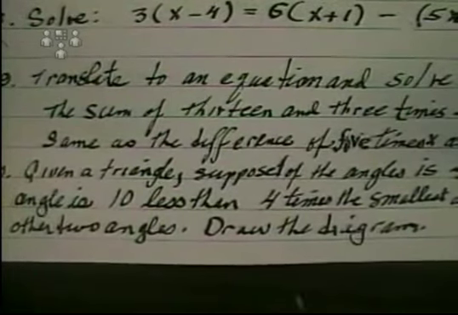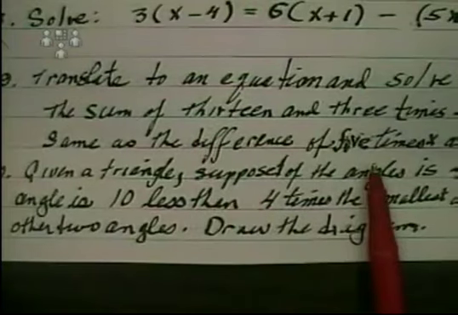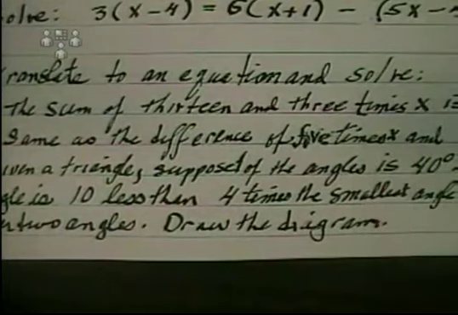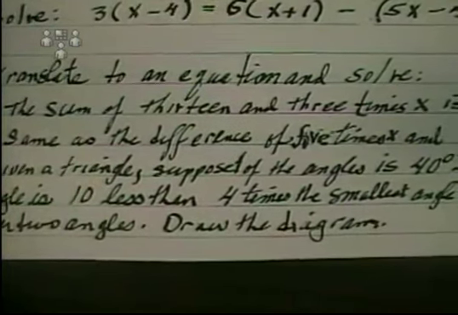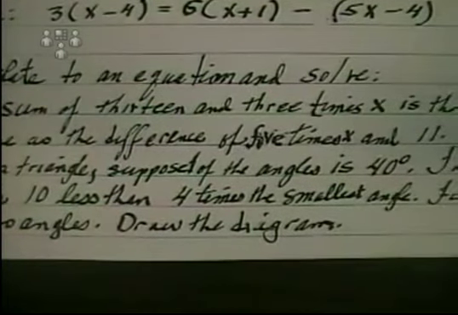The difference of, for example, the difference of 5 times x and 11. To say the difference of, you keep them in the order they are given. The sum of 13 and 3 times x. I'm hoping as you look at that now, that the sum of 13 and 3 times x, 13 plus 3x, is equal to, or is the same as, 5x minus 11. Done.